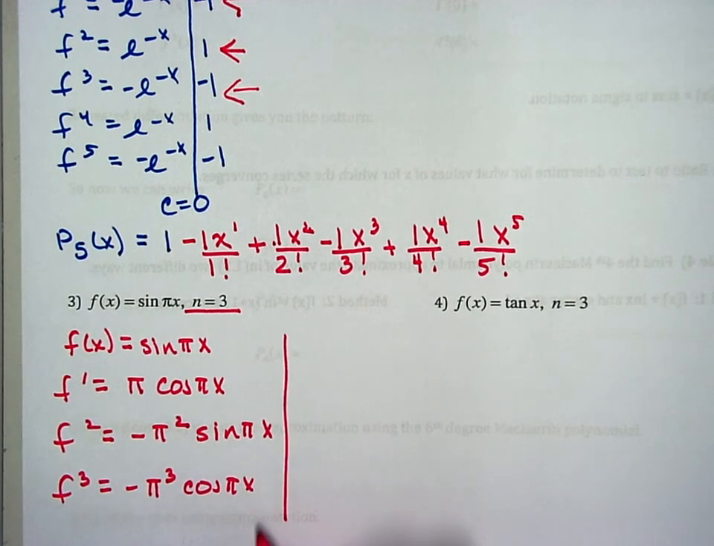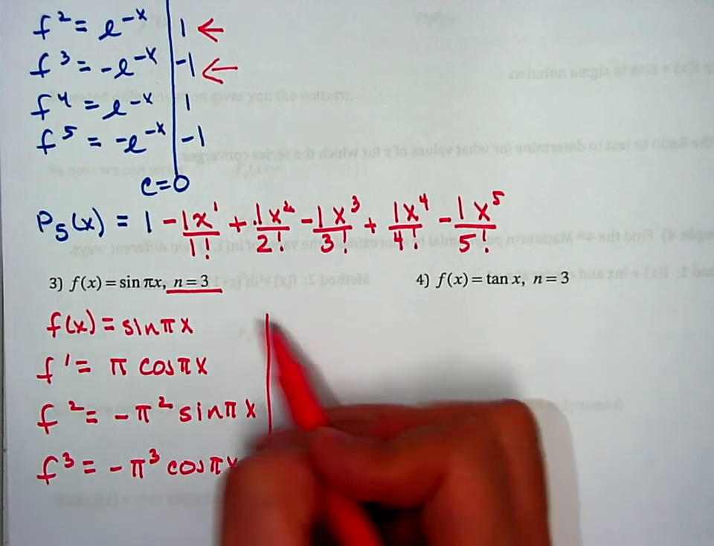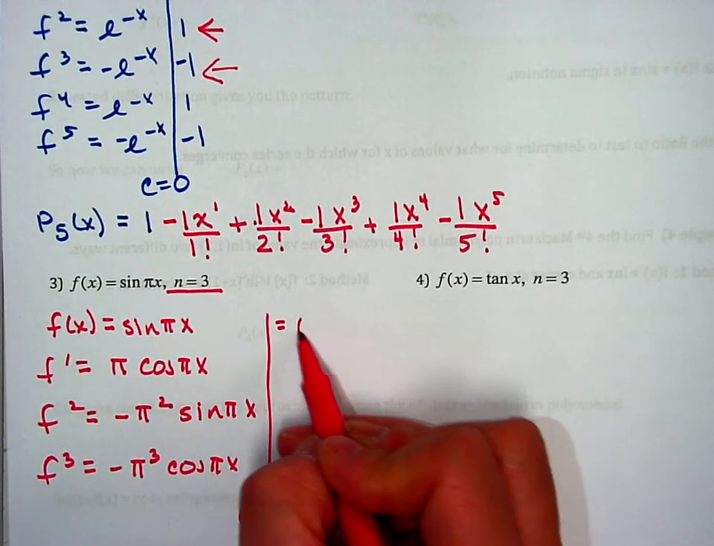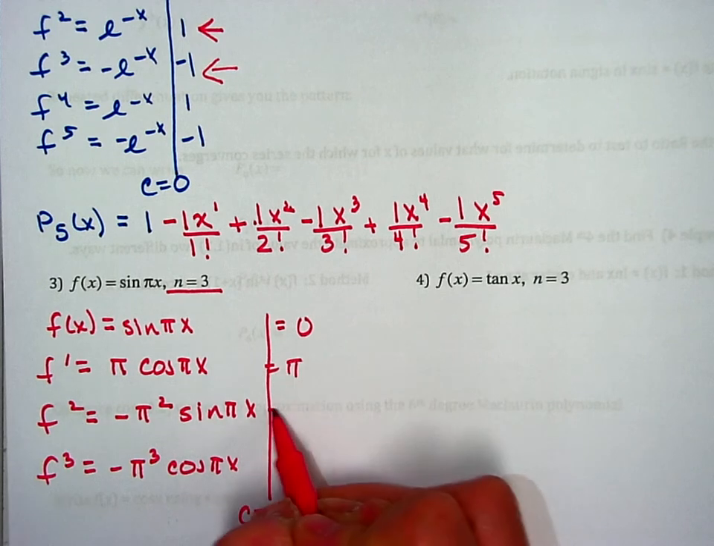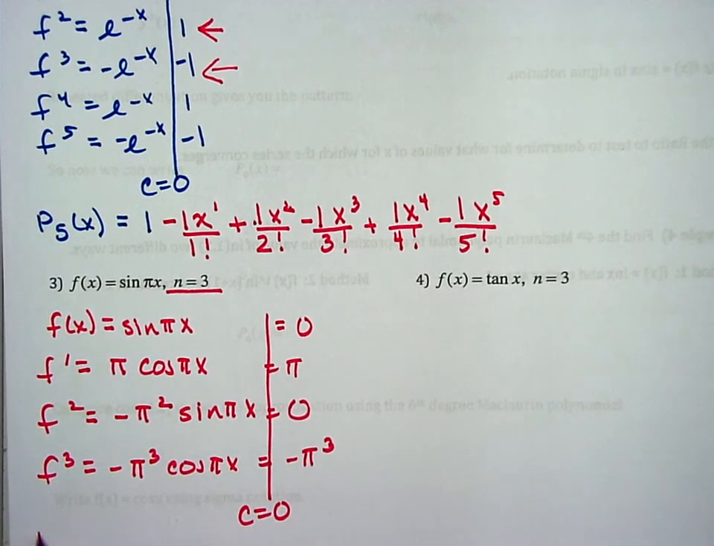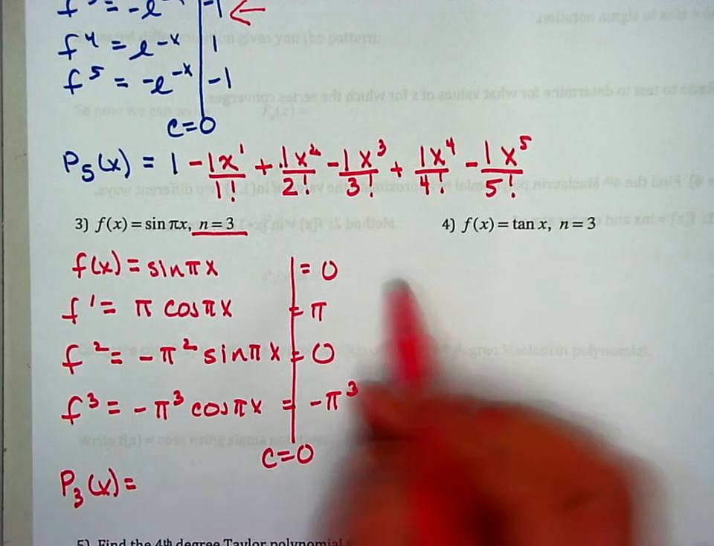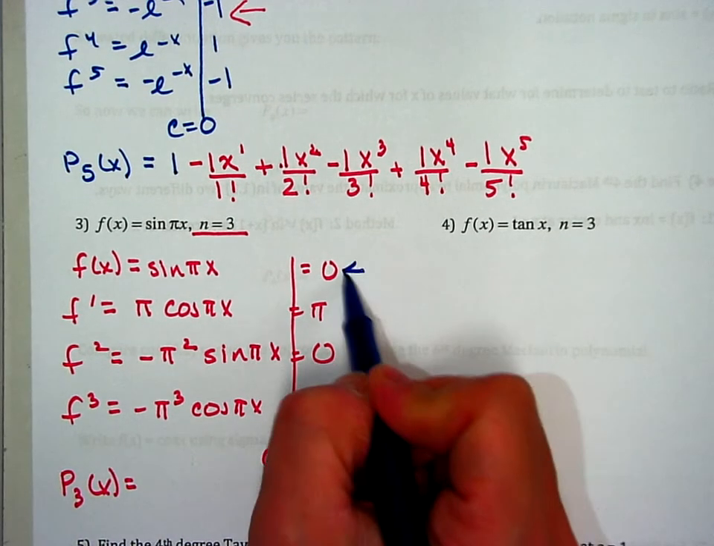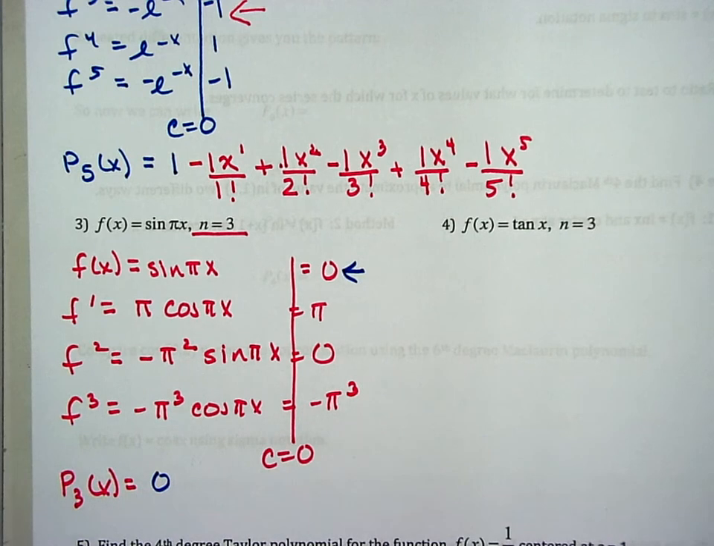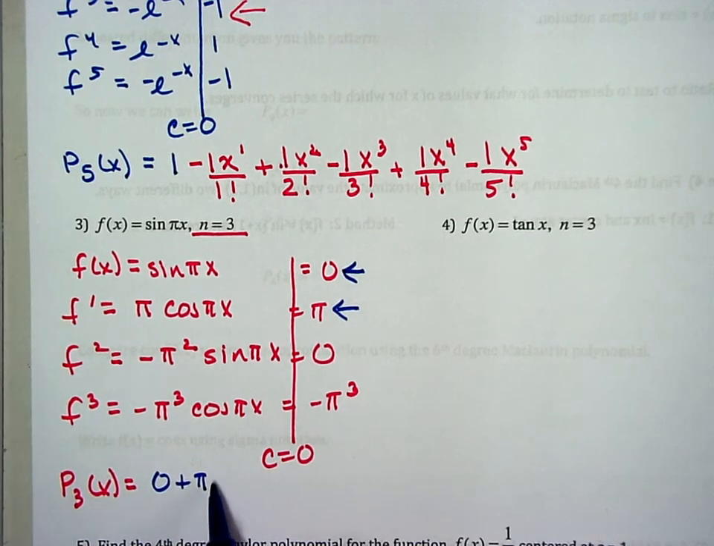I need to evaluate this at 0, because a Maclaurin means that you are centered at 0. If I plug in 0 into all of this, this is 0, this is pi, this is 0, this is negative pi cubed. So my 3rd degree polynomial is, I start with the first term, which is 0. I'm going to write it even though you don't need to. My next term should have the first derivative in it, times x to the first over 1 factorial.